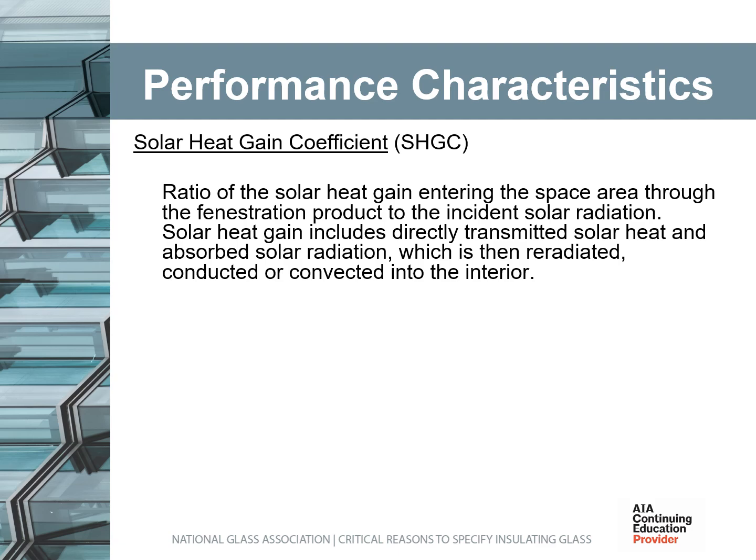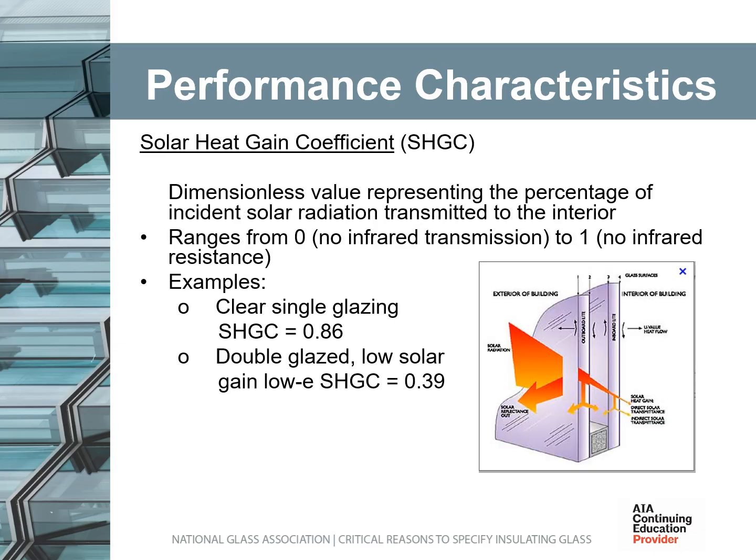Solar heat gain coefficient, or SHGC, is an important factor in performance. Solar heat gain coefficient is the ratio of the solar heat gain entering the space through the fenestration product to the incident solar radiation. Solar heat gain includes directly transmitted solar heat and absorbed solar radiation, which is then re-radiated, conducted, or convected into the interior. The value of SHGC is from 0 to 1. The lower the SHGC, the less solar heat gets transmitted through the window.